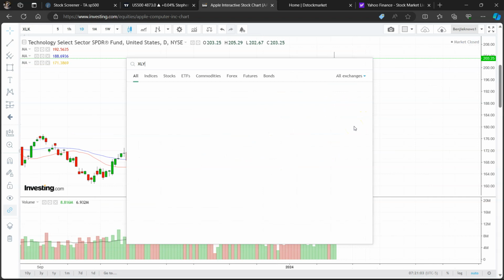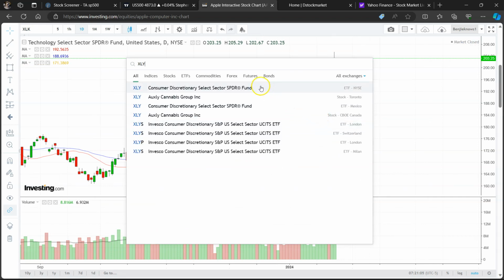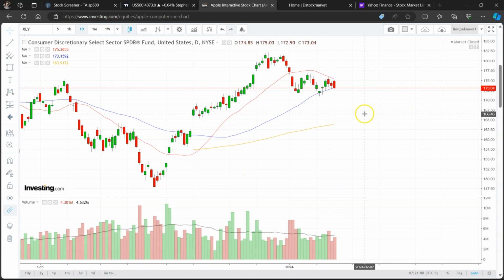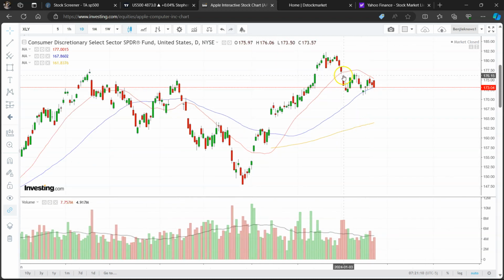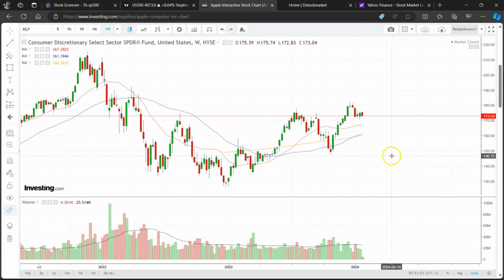And let's look at the consumer discretionary sector. Consumer discretionary is not as strong as tech. It made a high here and declined, and is now sitting at the 50 MA. Compared to the tech sector, it's not making new highs, but there is a lot of resistance over here, this side here, that needs to be absorbed, and if it can absorb it, it will hopefully continue to move higher.